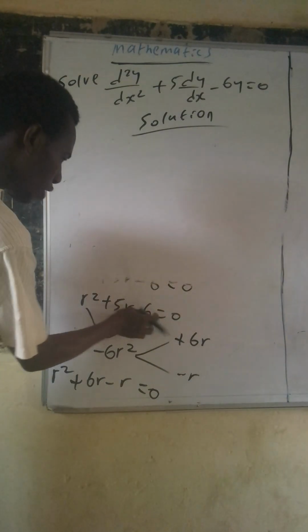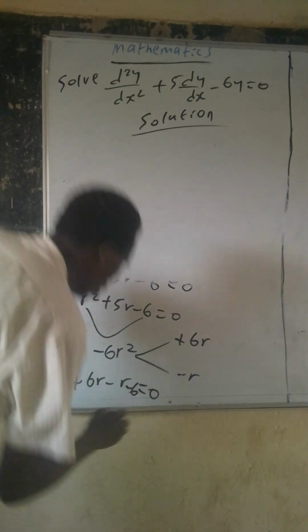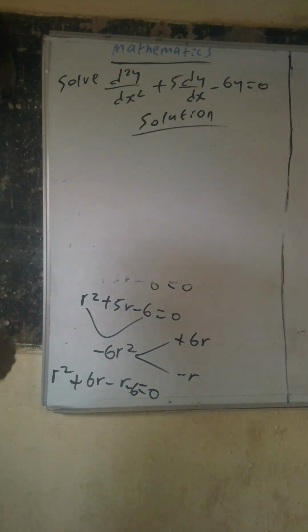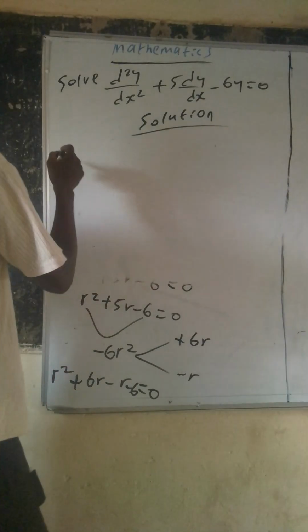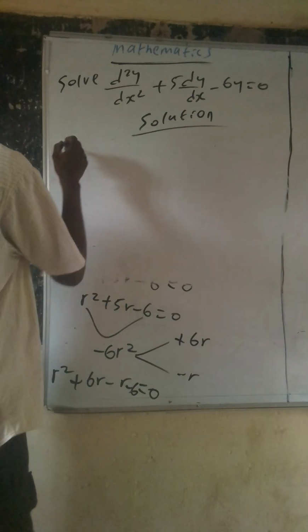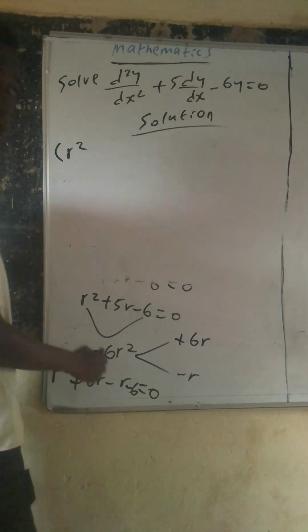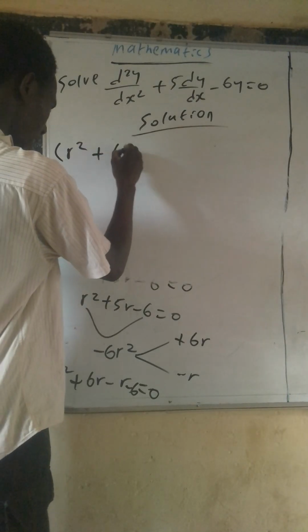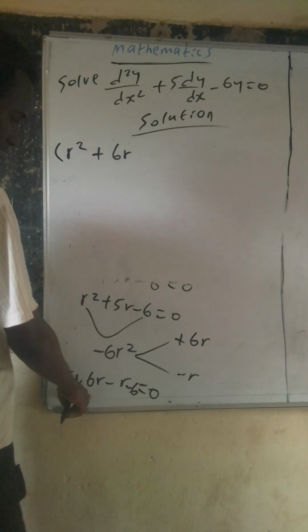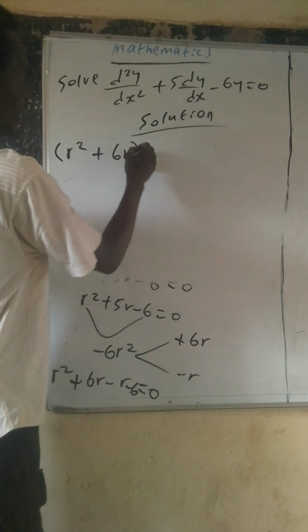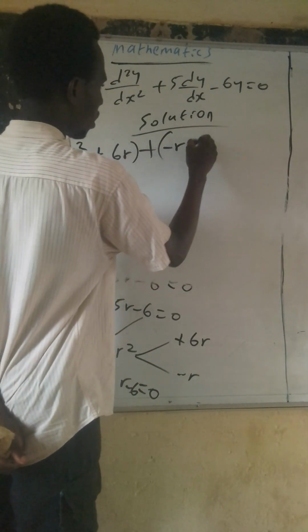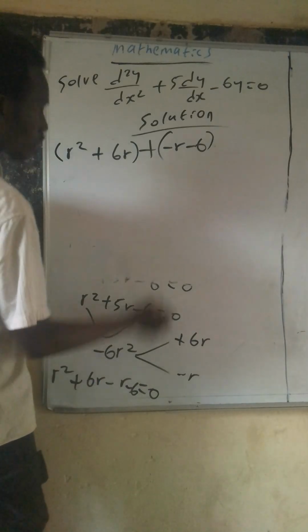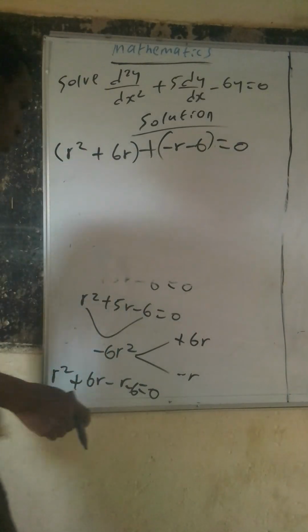Okay, we need minus 6 here, right? Minus 6 equals 0. Now, having seen this differential equation, let's separate it into two. We have r squared plus 6r, and we have minus r minus 6 equals 0.